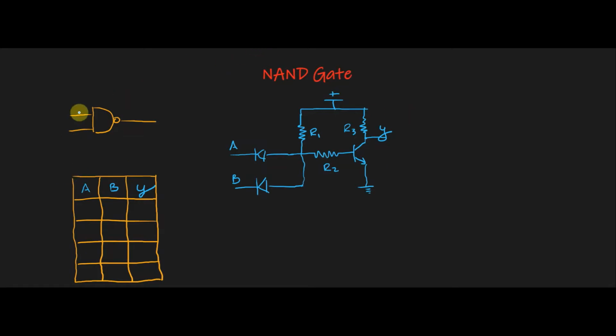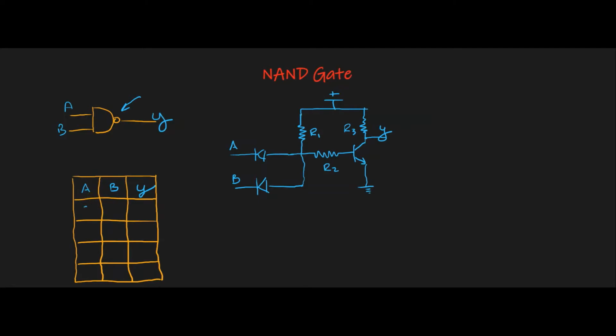Alright, so let's start with the symbol. The symbol should look fairly familiar. It looks exactly like an AND gate, except it has the little round circle on the front of it. It has two inputs, A and B, and it has the output Y.